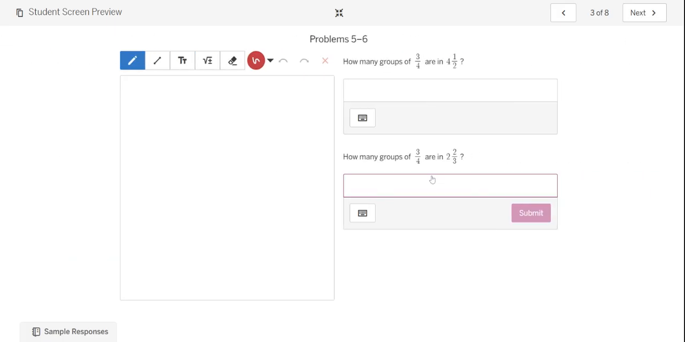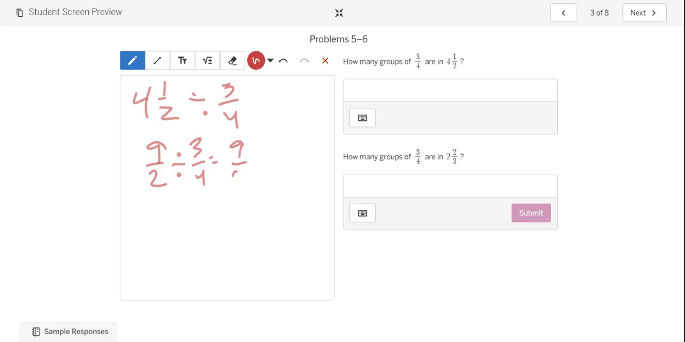How many groups of 3/4 are in 4.5? That means to take 4.5 divided by 3/4. 2 times 4 is 8, plus 1 is 9, so that's the same as 9/2. Divided by 3/4 equals 9/2. Flip it over, and then you multiply. I get 36 over 6, which is just 6.